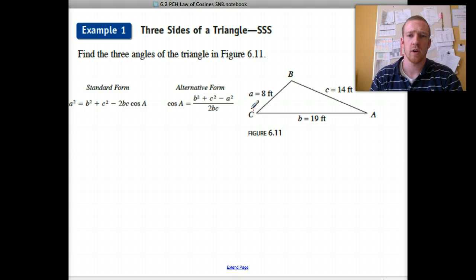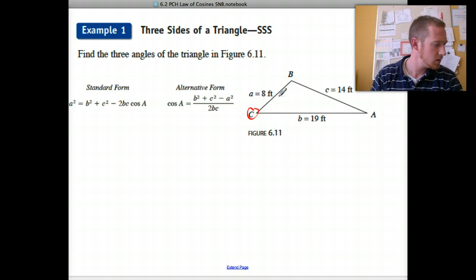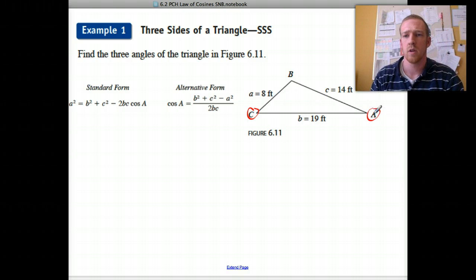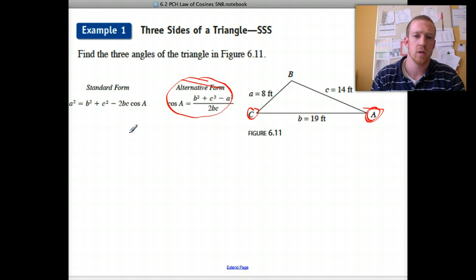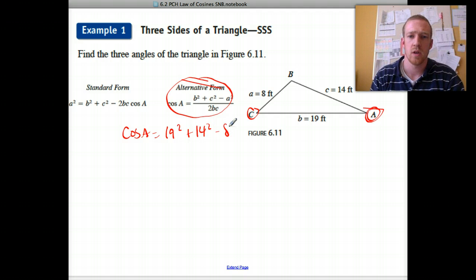Alright, so we found angle C already. We want to find angle B, I believe, or I'm going to do angle A now. So we're looking for angle A. The alternative form, we're trying to solve for the angle. So that's going to be cosine of A equals B squared, so that's 19 squared plus C squared, which is 14 squared, minus 8 squared, over 2 times 19 times 14.